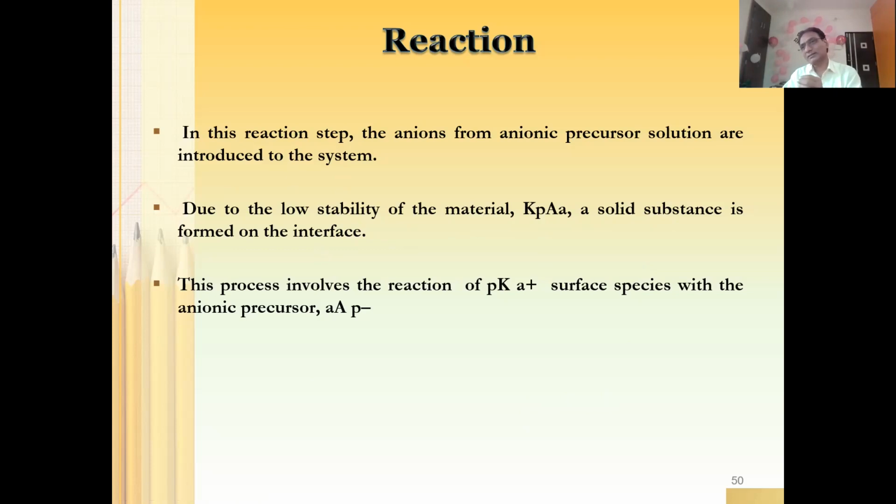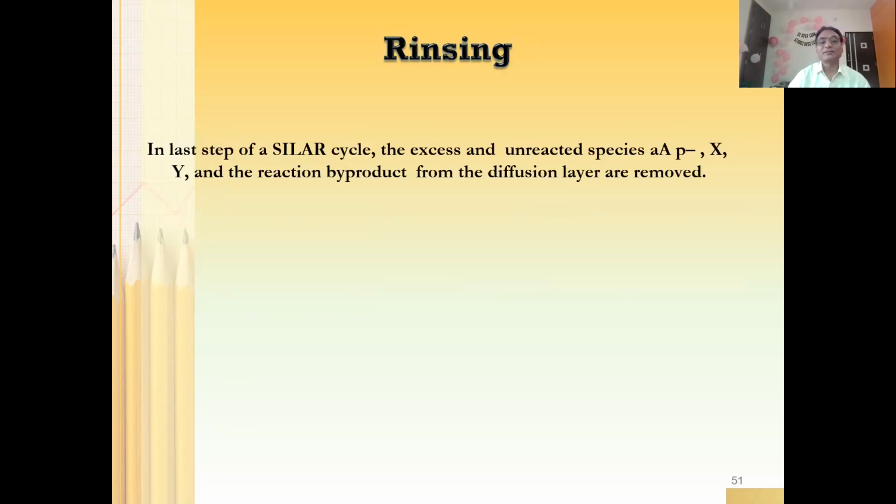As I told you earlier, when we insert into the first beaker, cations will be deposited. Excess cations are going to be removed during the rinsing process. Third is going to be a reaction. Whenever you immerse your substrate into the anionic solution, anions are going to be introduced in the system, and there would be a reaction between cations and anions, and as a result of that, the film is going to be deposited.